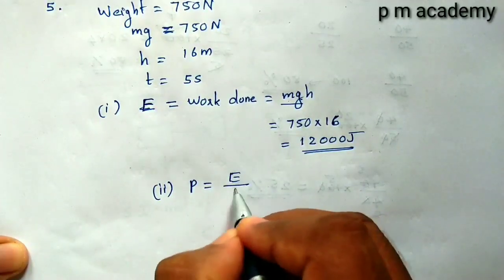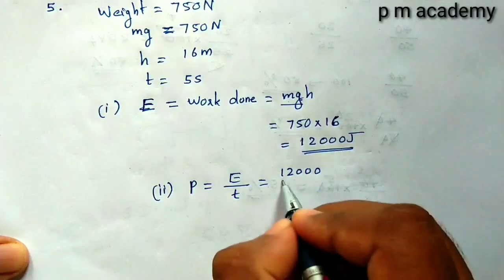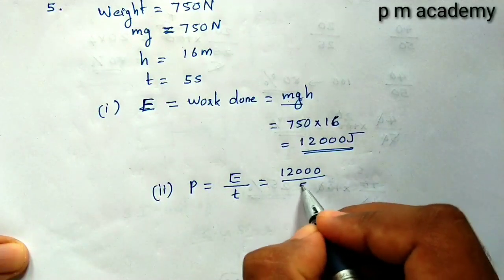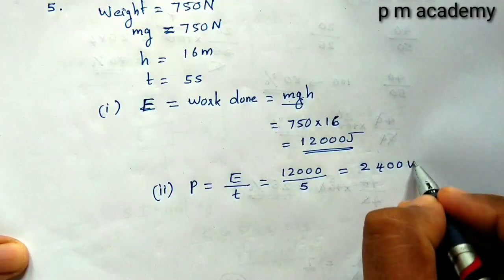Power is equal to energy by time or work by time. Energy or work is 12,000 divided by time is 5 seconds. Therefore, the answer is 2400 watt.